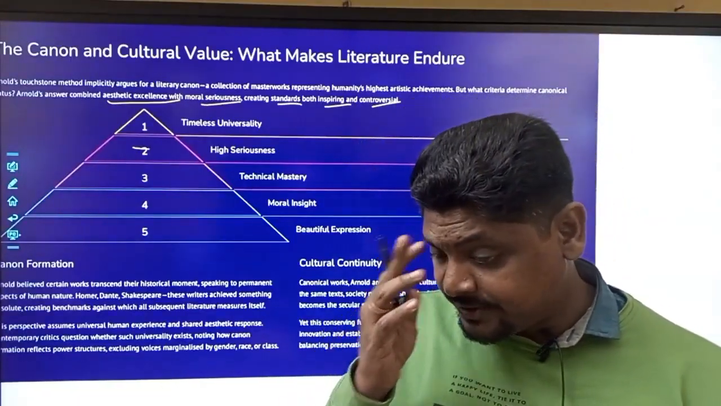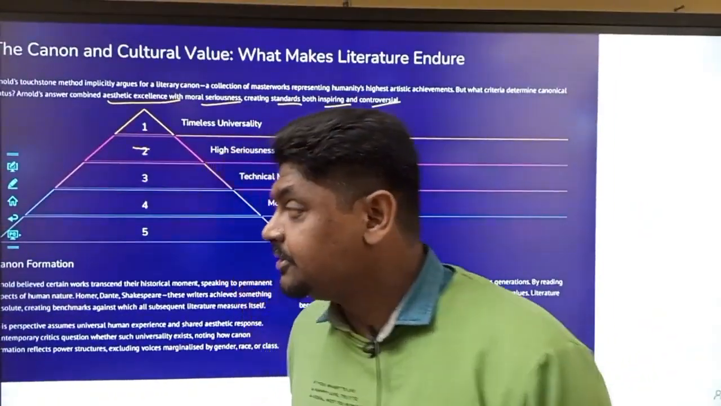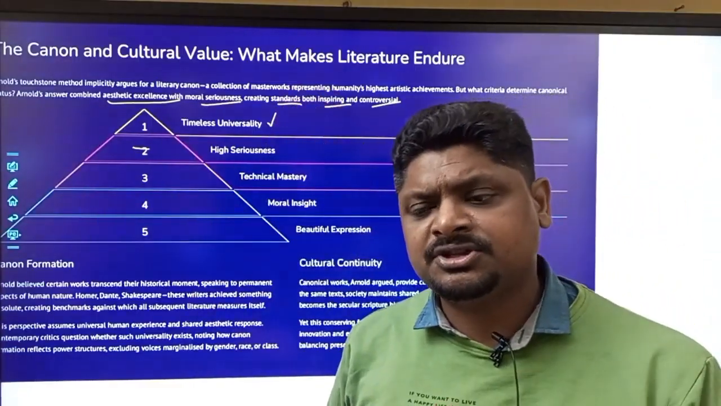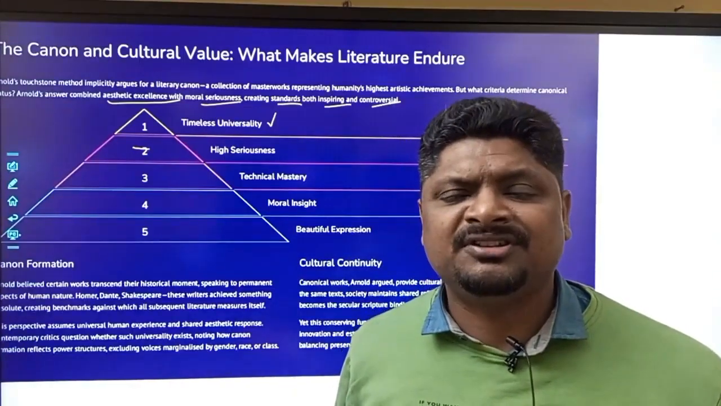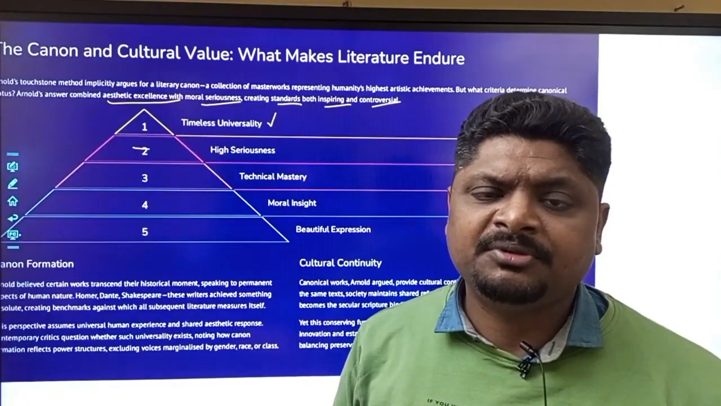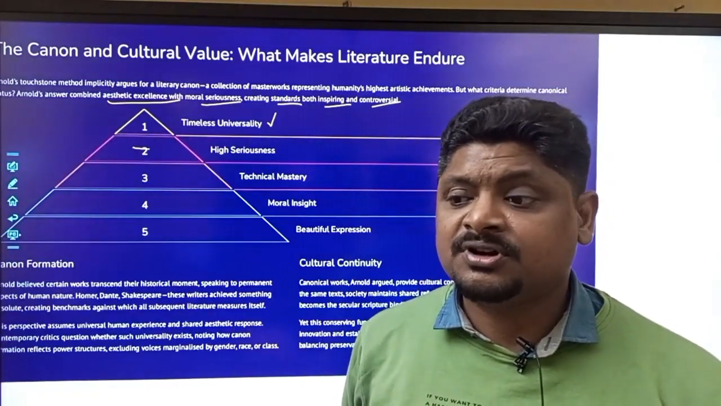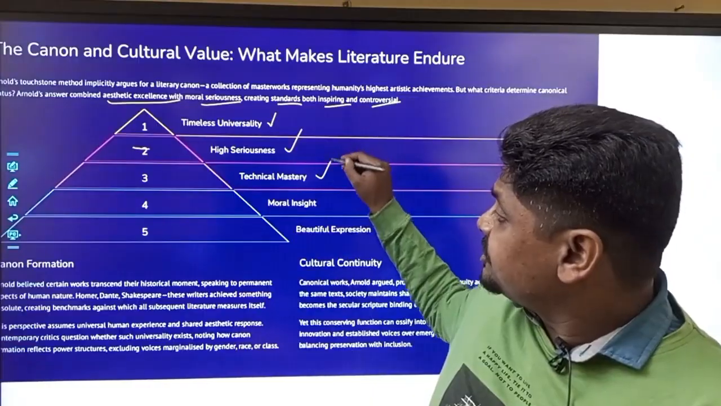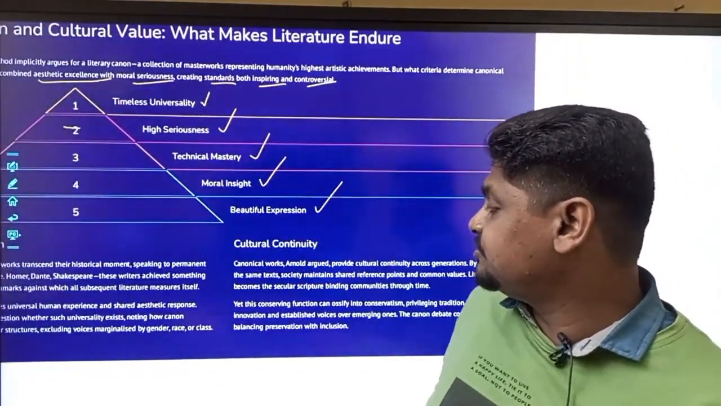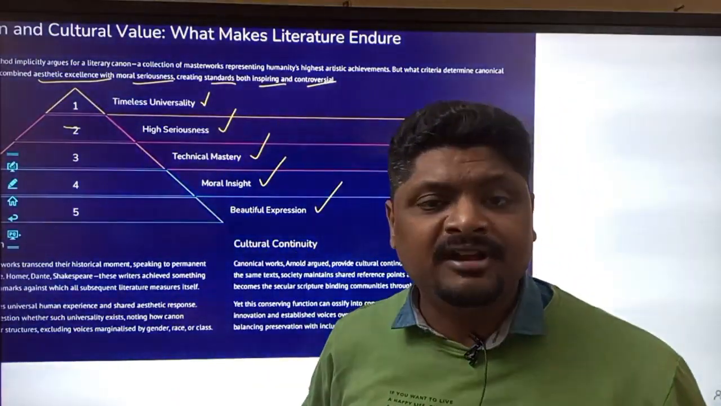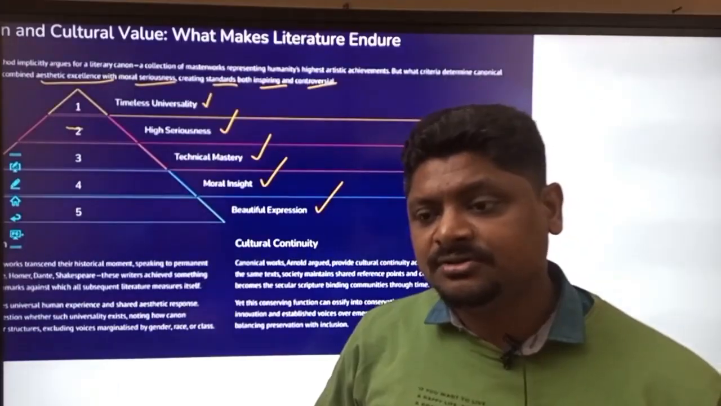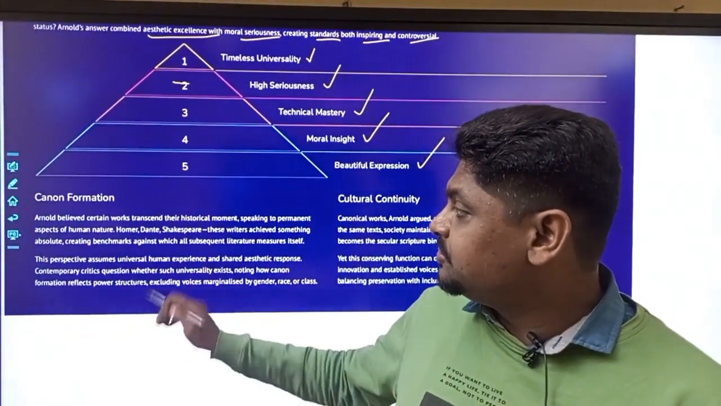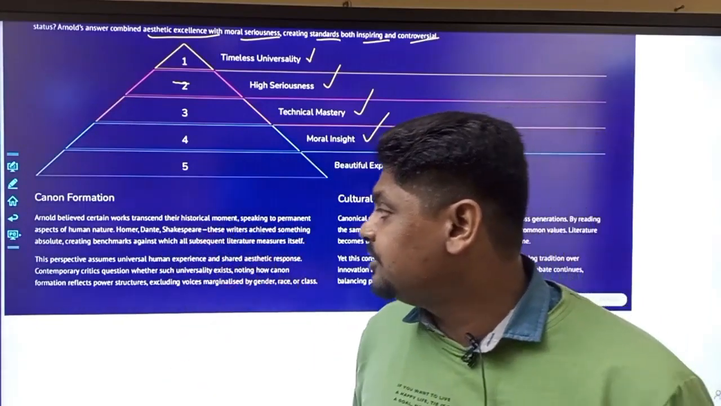Okay, so first let's see what standards Arnold talked about. Timeless universality: art should be such that it can have timeless universality, applicable anywhere. So in Shakespeare's writing we see that his works are timeless, his works have universal appeal. Then there should be high seriousness, technical mastery, moral insight, beautiful expression. If all these elements are available in that art, it is considered to be high art, like a classic. Arnold believed certain works transcend their historical moments, speaking to permanent aspects of human nature.